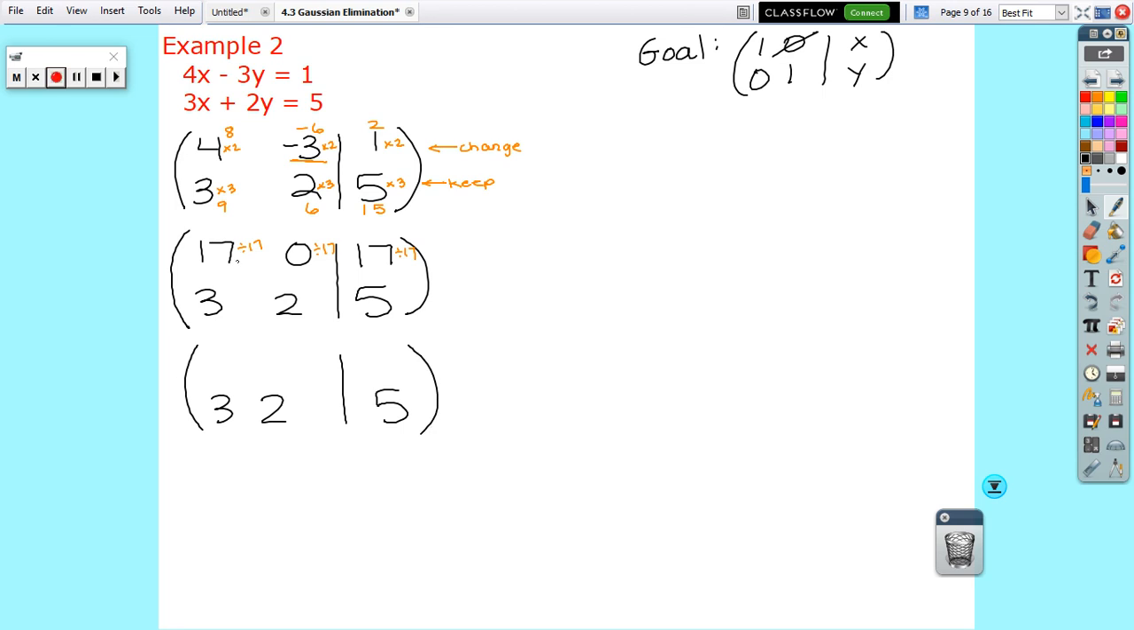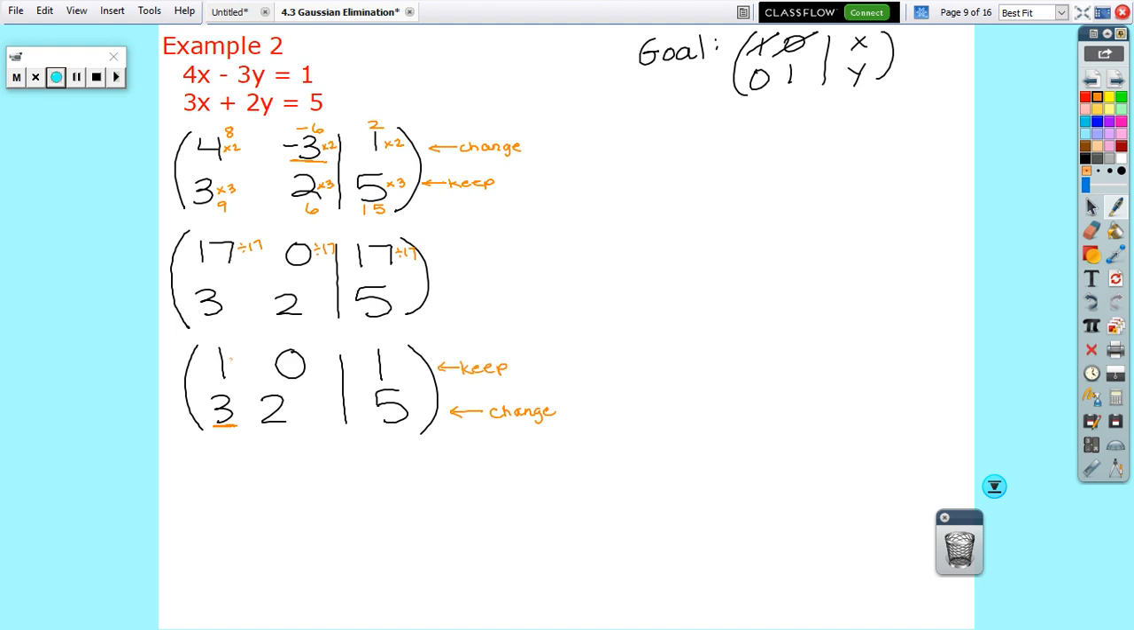And now the top turns into 17 divided by 17 is 1, 0 divided by 17 is 0, and 17 divided by 17 is 1. So now we have our whole top row taken care of. We have a 1, a 0, and we have the solution for our x. Now the next thing we need to do is get a 0 in the other correct position. If you look at your goal up here, it needs to be in the bottom left. So we want this one to change to a 0. That means this is the row that's going to change, and this is the row that we're going to keep.